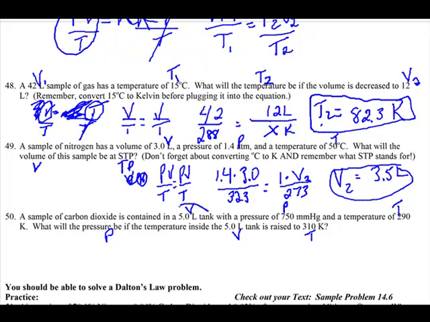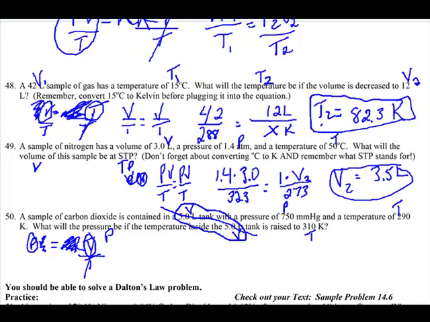Now take a look at this. The volume is 5.0, and it's still 5.0. The volume doesn't change, so guess what? You don't need it. All you have to worry about is P and T. So you look at the equation, PV equals nRT. The only things that change are your P and your T. You don't need volume because it doesn't change. You don't need n or R.